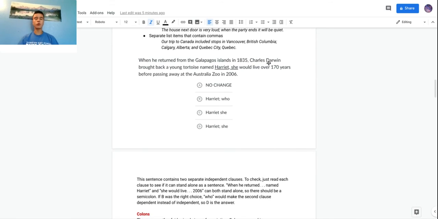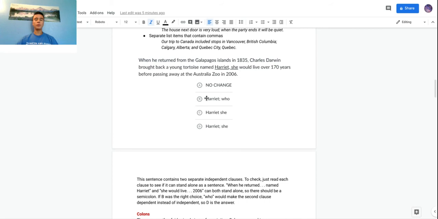So here's the example question. When he returned from the Galapagos Islands in 1835, Charles Darwin brought back a young tortoise named Harriet. She would live over 170 years before passing away at the Australia Zoo in 2006. So I looked at these two clauses here, and it's an independent clause at the beginning, and also an independent clause at the end. So they shouldn't be joined here by a comma. So we're going to say that should be a semicolon.